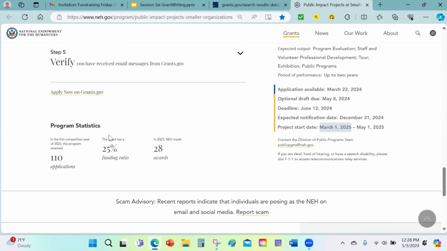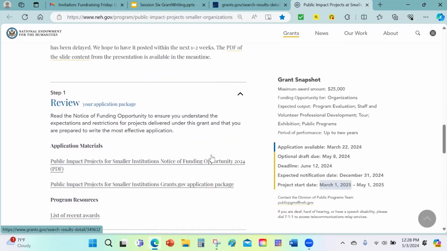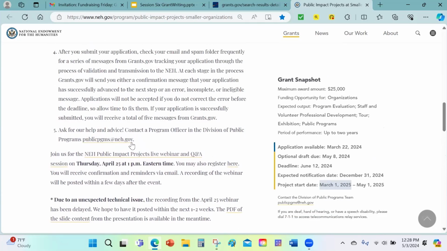And then, right, here are some great program statistics. On average, they have 110 applications. This grant has a 25% success ratio. And then in general, they're giving 28 to 30 awards, which is what it said. But notice again, my favorite thing up here is it's going to tell us who we can contact, right? We can contact the program officer to ask any questions after we have looked at all of this material or after we have watched the live webinar footage.